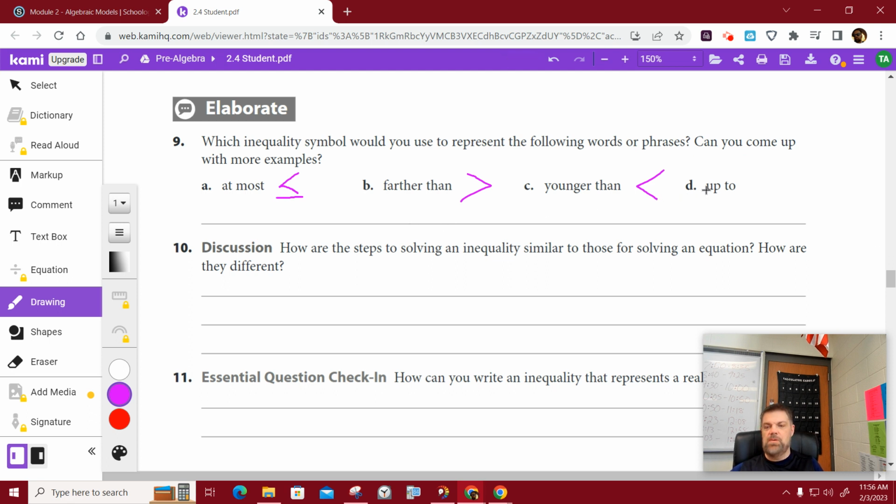Then it says up to. Up to means the up to is the higher value. So we're talking about anything less than or equal to. Okay?